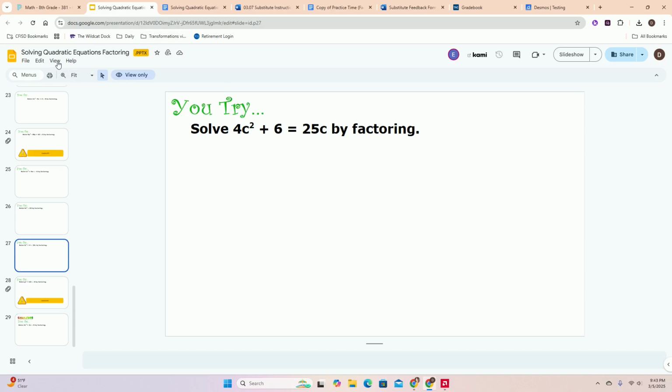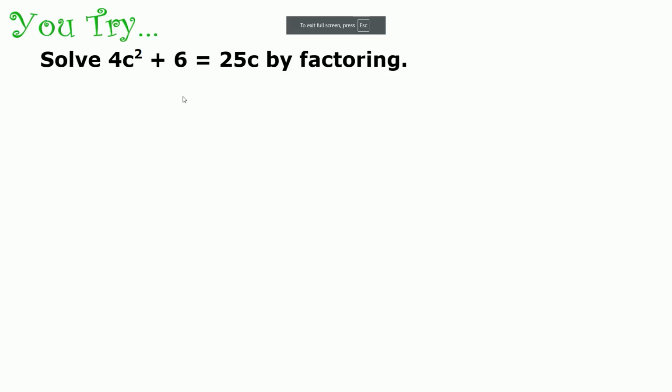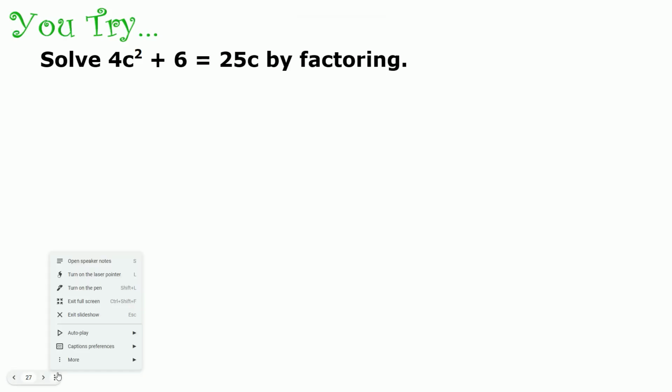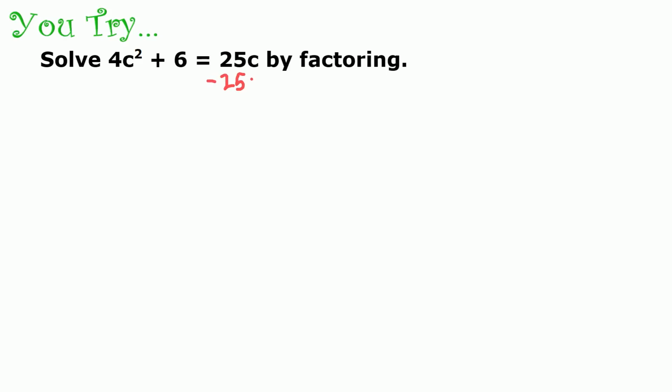Go ahead and do this one real quick. I have 4c squared plus 6 is equal to 25c. I turn on my pen. Now, this one is tricky because normally it has the number on the right side, but I still need to get this equal to 0. So I need to make a 0 pair. I'm going to do that by adding a negative 25c to both sides.